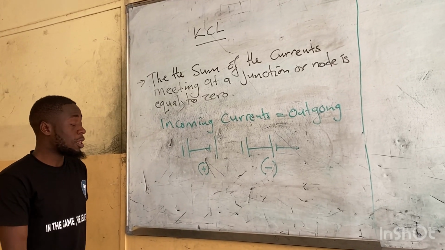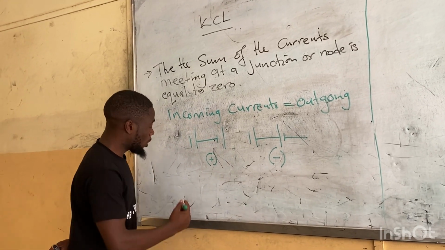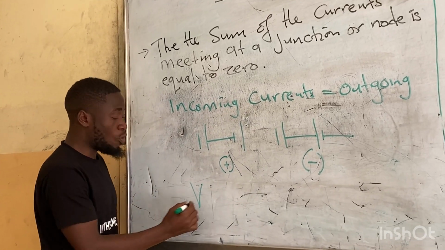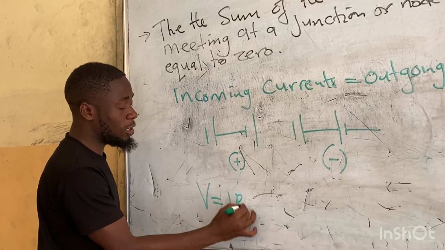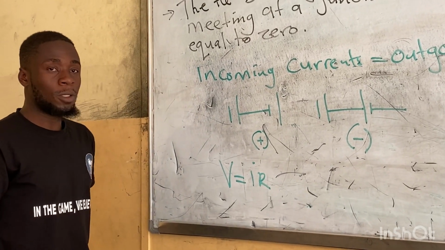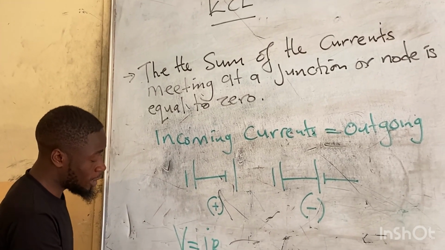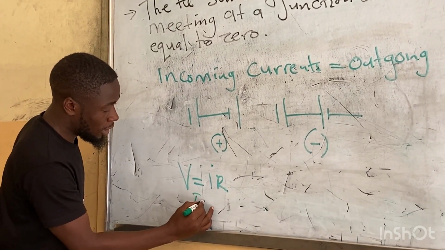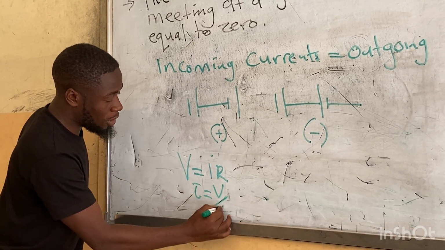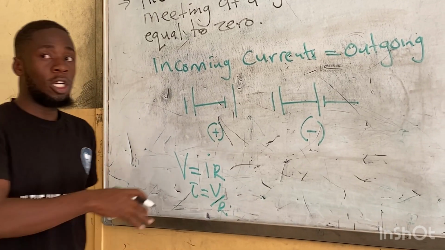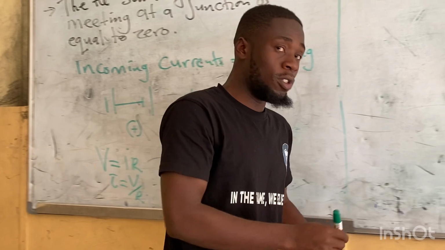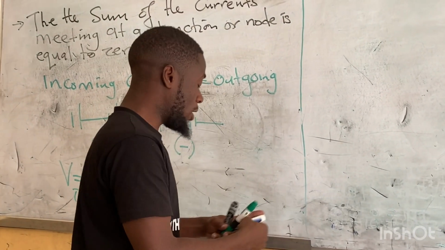The other thing that you need to understand is Ohm's law. According to Ohm's law, voltage is directly proportional to current and resistance. But here, because we're dealing with current, we can make current the subject of the formula: current is equal to voltage over resistance. Let's try to analyze a simple circuit using nodal analysis.